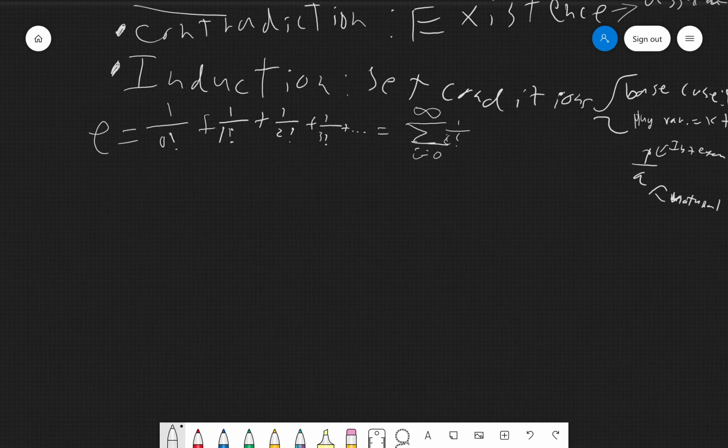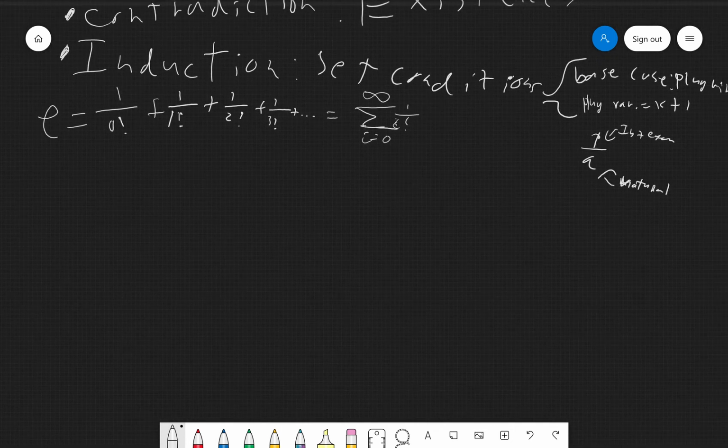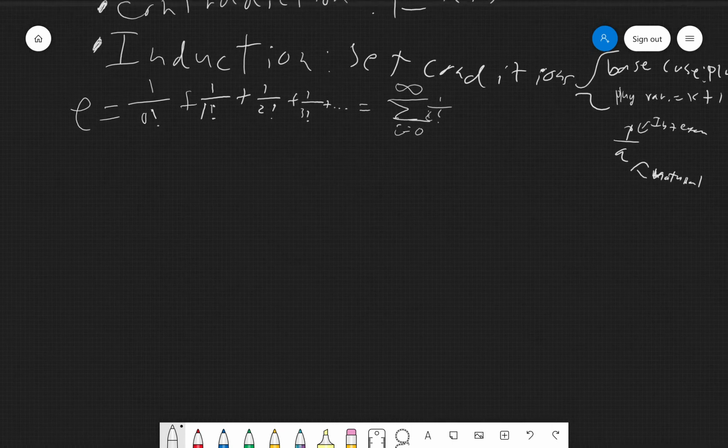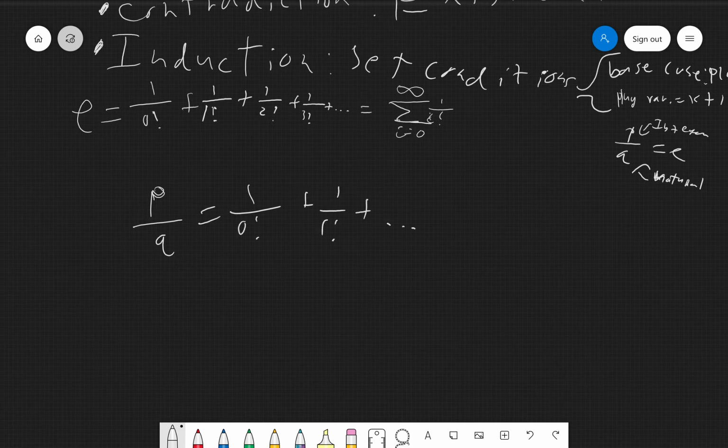So remember that q is natural, and notice that all these numbers are natural, right? So that technically means at some point we're going to find 1 over q factorial. And also we're trying to say that e is equal to p over q. We're using a contradiction, so we're going to assume e is rational. So p over q, where p over q is e, is equal to 1 over 0 factorial plus 1 over 1 factorial plus dot dot dot.